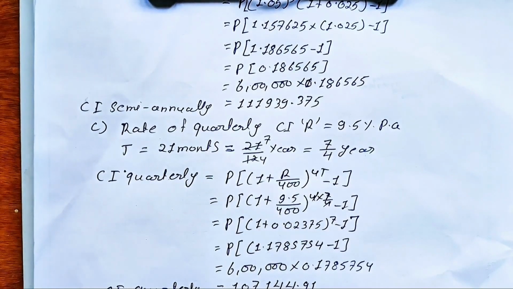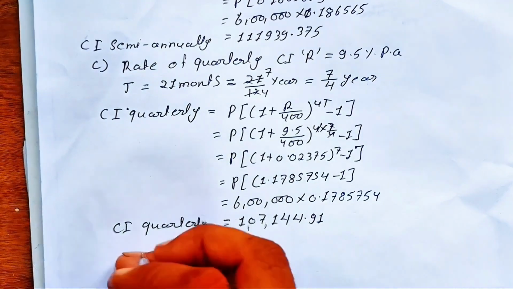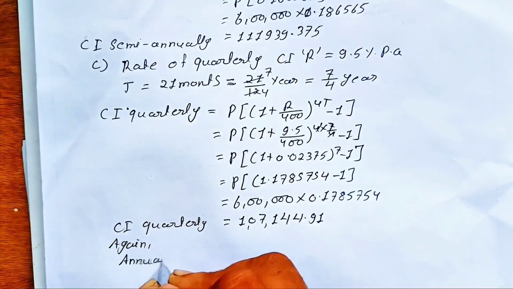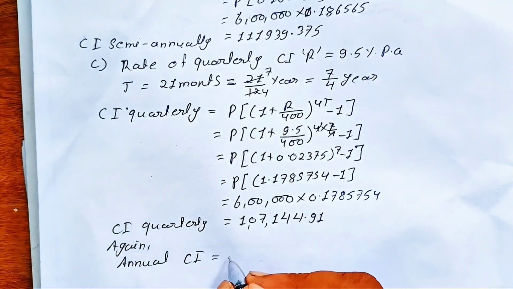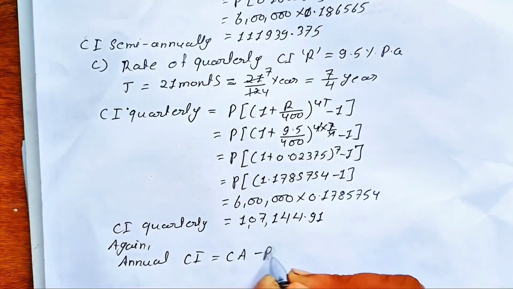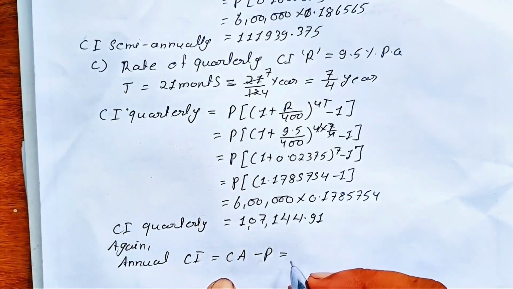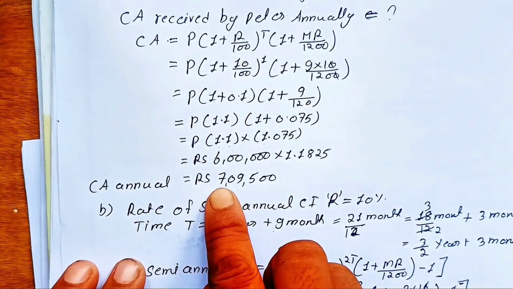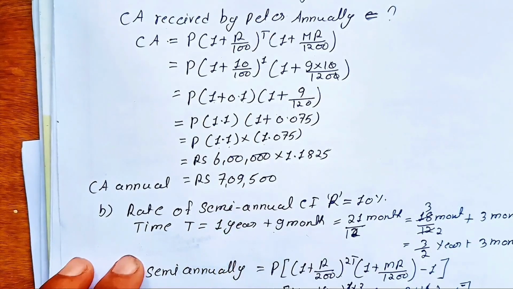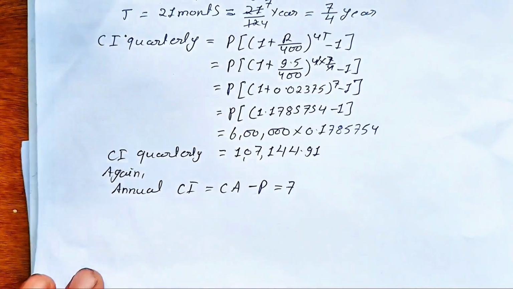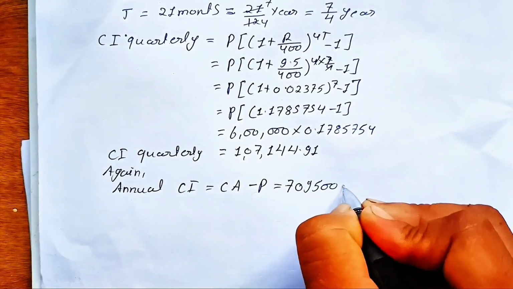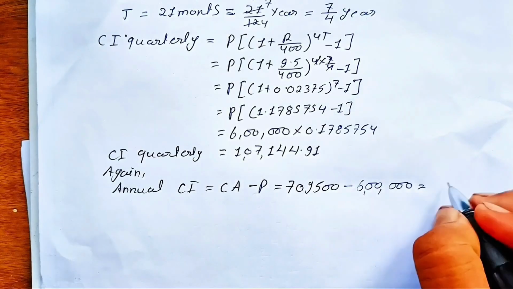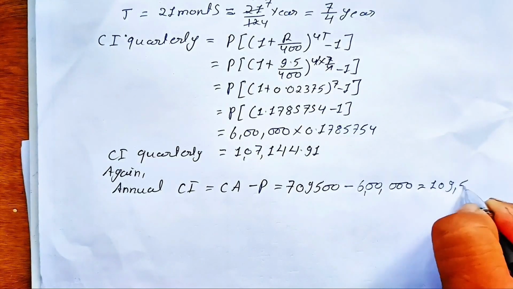Again annual CI is equal to compound amount minus principal, and here the compound amount annually is 7,09,500. 7,09,500 minus 6 lakh and it comes as 1,09,500.